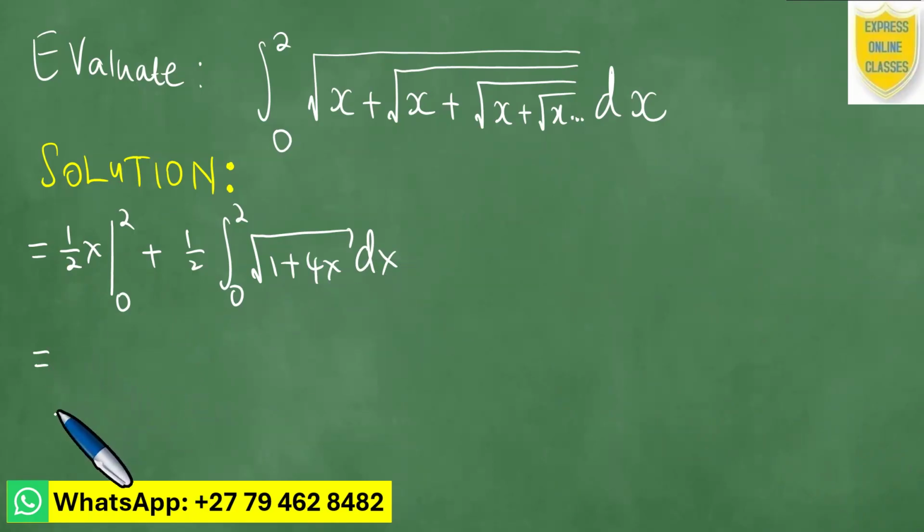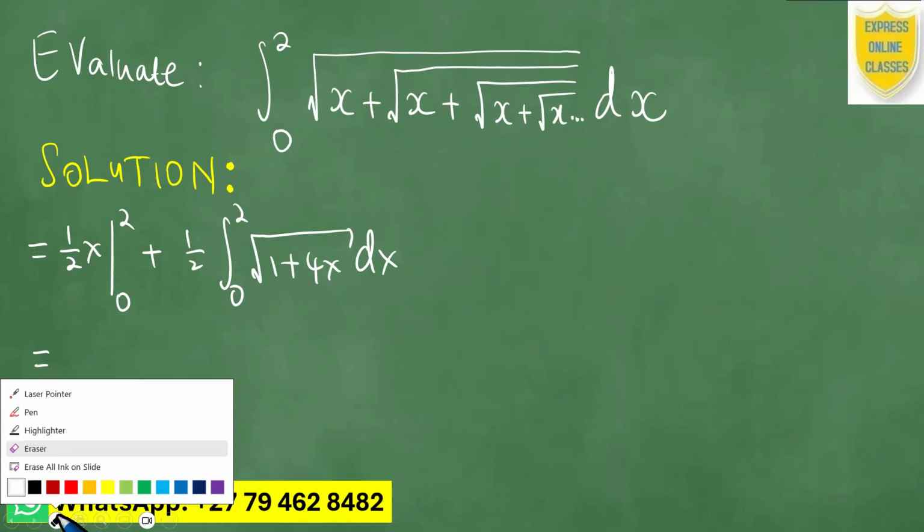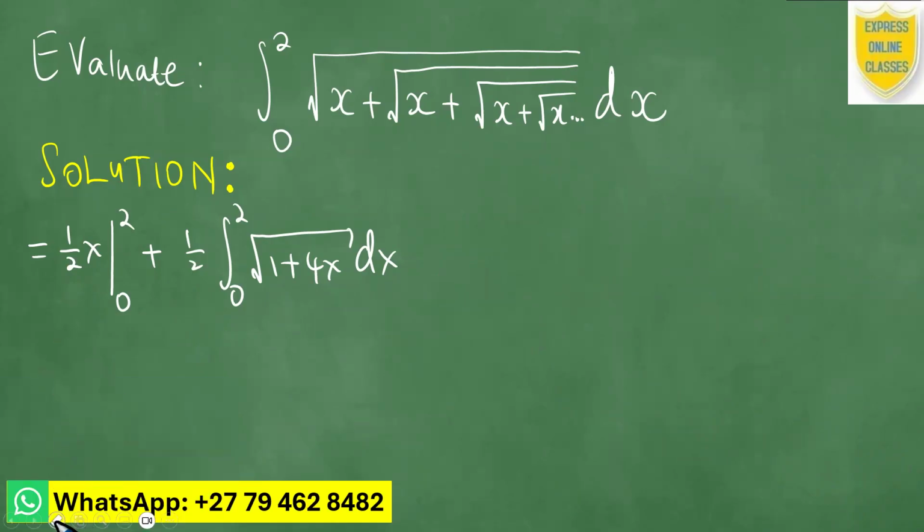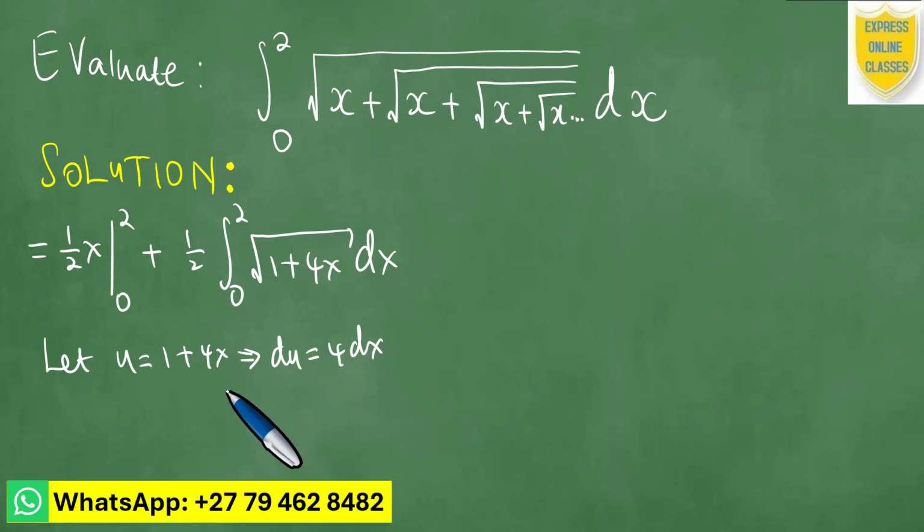And so we're going to let the following. Let me just write below here. So we're going to let u be 1 plus 4x for this part. And this means du is 4 dx. Meaning, therefore, dx is 1/4 of du.